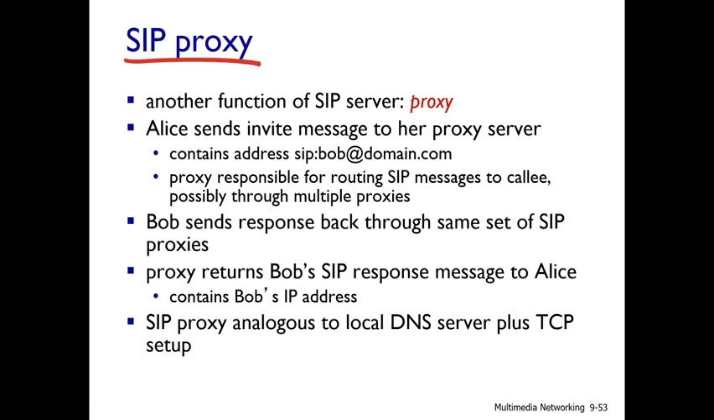So whenever Bob sends any kind of response back to the same set of SIP proxies, at that time it will return the SIP response to Alice, because it will contain Bob's address. Then it can be compared with your local DNS server in a TCP setup. So in this way, the SIP proxy will be one SIP server with multiple addresses, and they will be responsible for routing all the SIP messages.